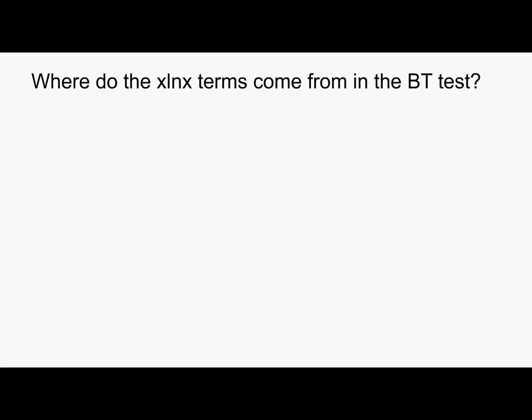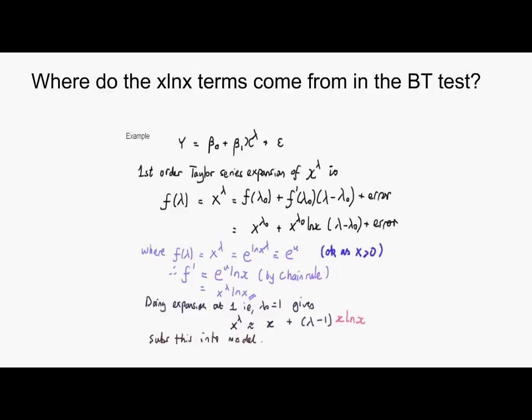Where do the x log x terms come from in the BT test? We do this using a first order Taylor series expansion on lambda around 1. What this means is that the closer the true lambda is to 1, the smaller the sum of the higher order terms in the Taylor series expansion, and so the better the approximation. If true lambda is 1, then x does not need to be transformed. The rest of the details are here. Take your time and enjoy.